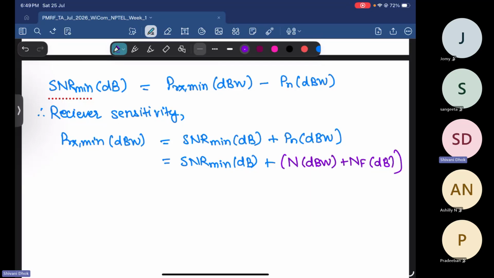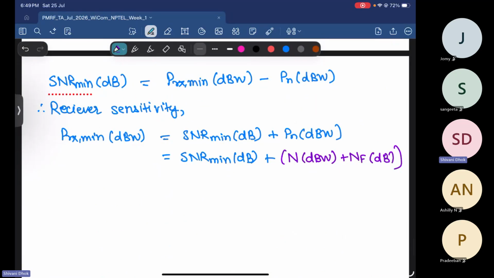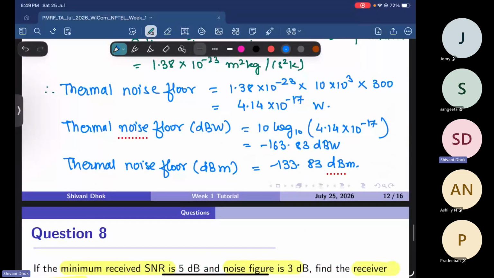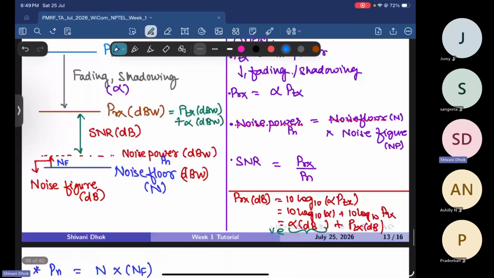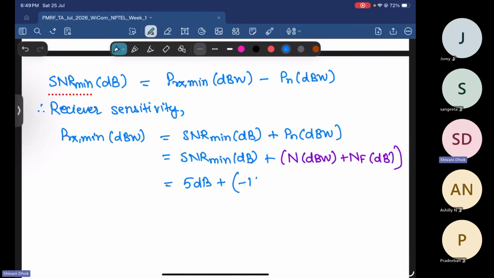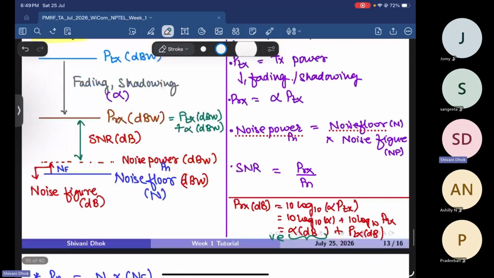So what is the value of minimum SNR? Minimum SNR given to us is 5 dB. So this is equal to 5 dB plus the noise floor that we obtained in the previous question, which is minus 163.83 dBW. And what is the noise figure given to us? The noise figure given to us is 3 dB.